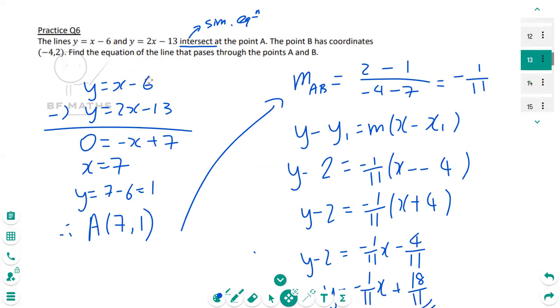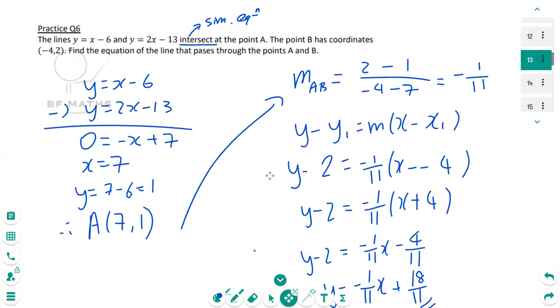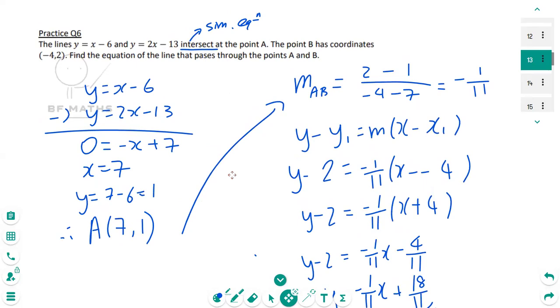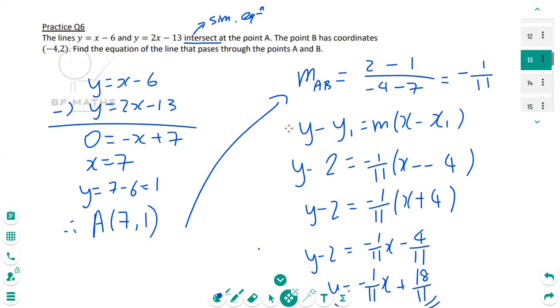x minus 2x is negative x, minus 6 minus 13 is 7. If you've got a calculator, you can use it to check it. That way you can save time on this working out and make sure your answer is accurate as well. Because we know mental maths is not always reliable, especially for silly people like me who always rush it and make silly mistakes. So if you find any silly mistakes in my video, spare me.